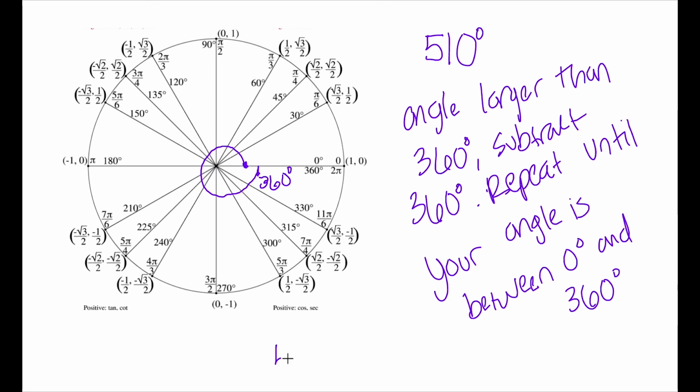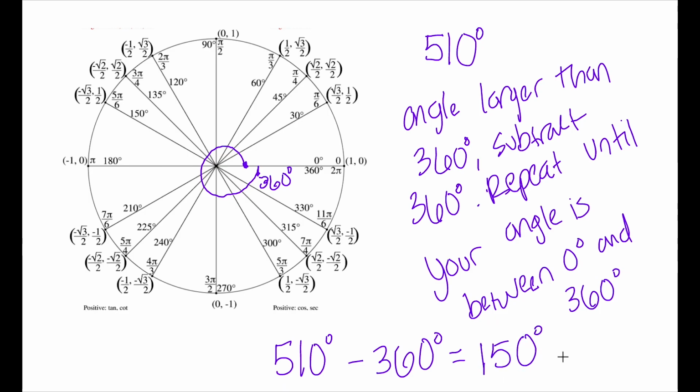So if we take 510 degrees and subtract 360 degrees, then we're going to get 150 degrees, which is between 0 and 360 degrees. So this is the angle we want to work with, which means we rotated around the circle once, came back here, and stopped in quadrant 2 at 150 degrees.